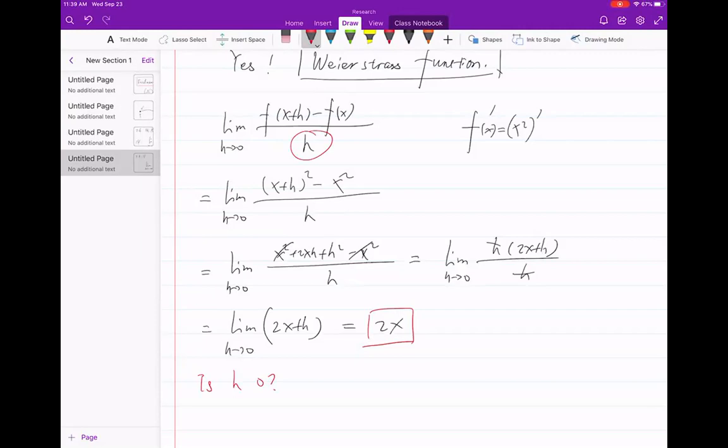What if h is not 0? If h does not equal 0, 2x plus h is 2x plus h. It is not 2x. Make sense here? So people actually attacked Newton.